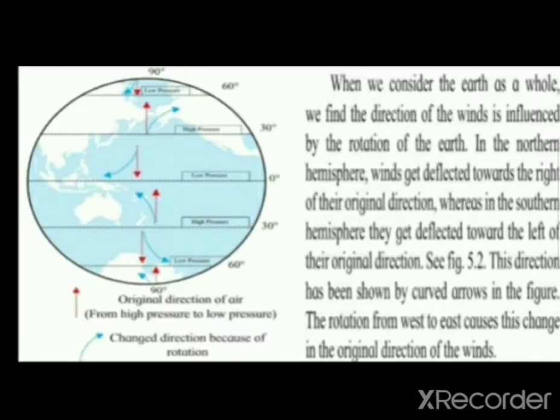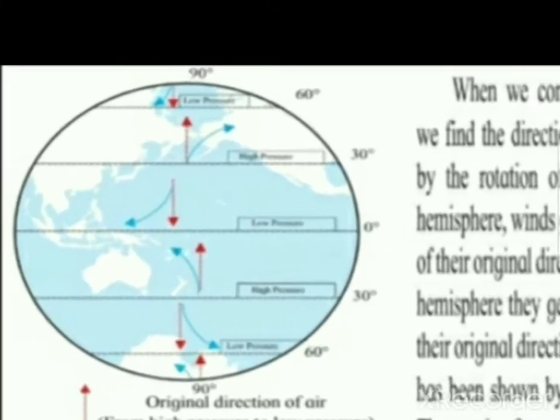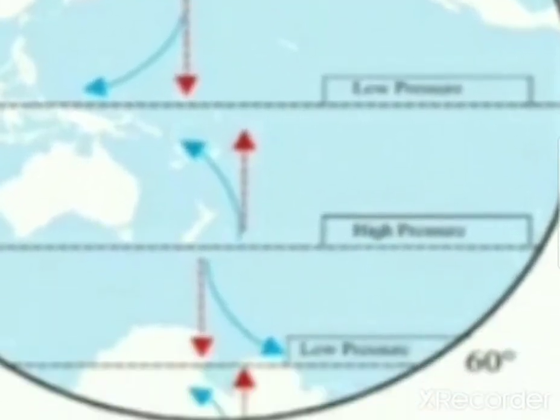Now for this we will see the geographical explanation. We have learned that the air pressure is not uniform across the earth's surface. It will be different in different places. Air moves from high pressure areas to low pressure areas. So in this diagram you can see that air is blowing from high pressure areas to low pressure areas.